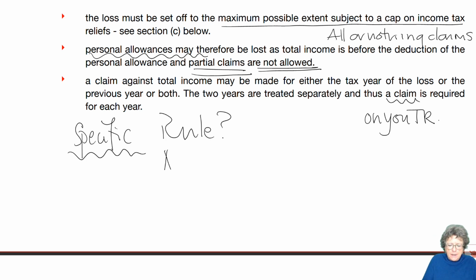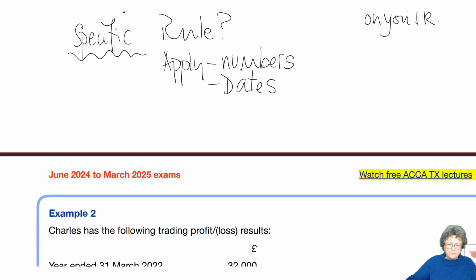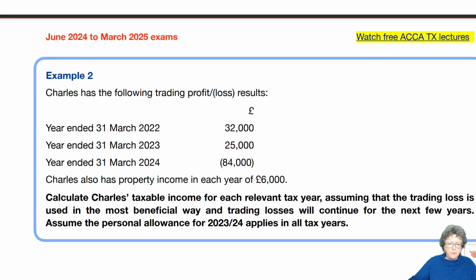Then apply, not only the numbers, as you saw in Albert's situation, but also dates. Remember, you must put in the dates. Don't just say, well, I'm going to carry it forward and relieve it here and here. I'm going to carry it forward and relieve it in this tax year, the balance of which I will carry forward to this tax year, and so on and so forth. It is very, very important to get full marks that you do that. So let's have a look at example number 2.